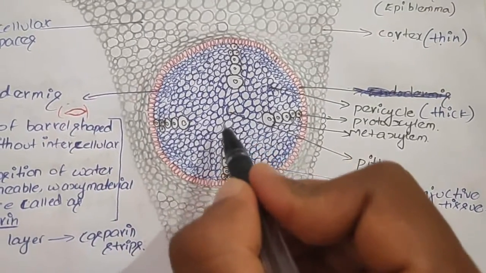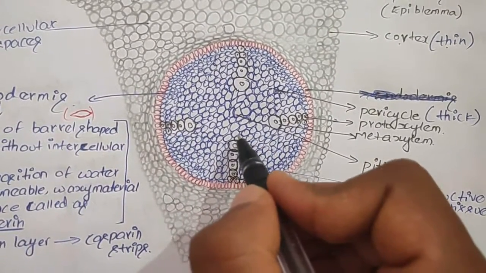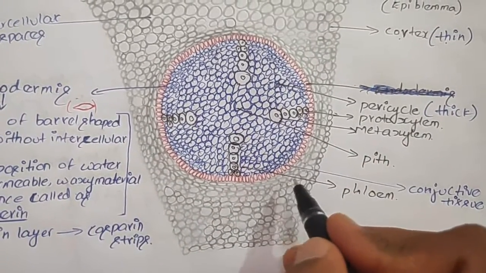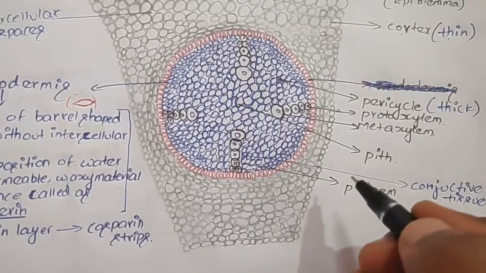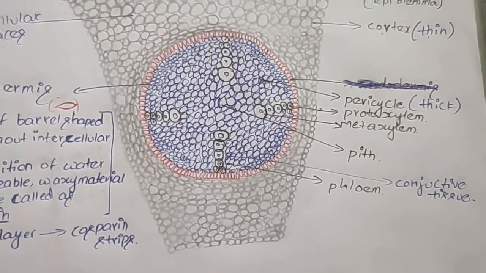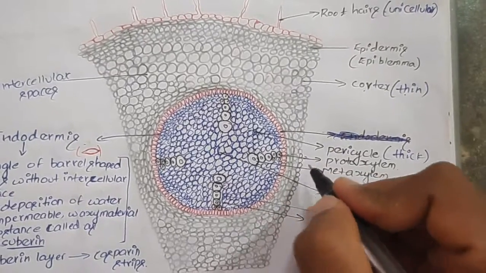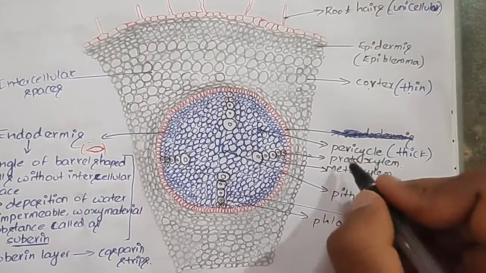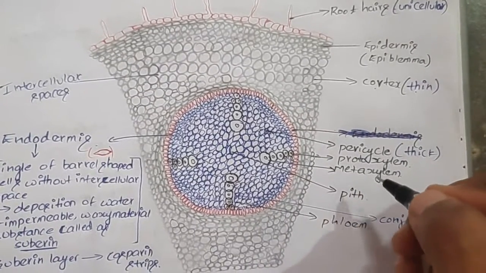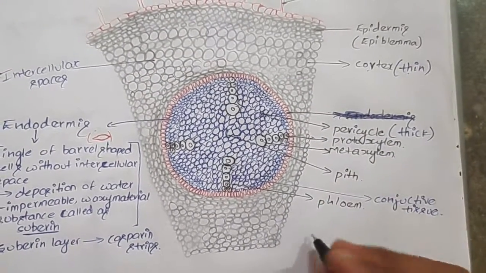The centermost layer is the pith. The pith in the dicot roots is not well developed, but some is present. In between the phloem and xylem, some parenchymatous cells are present, and these are known as the conjunctive tissue. All the tissues on the inner side of the endodermis, that is the pericycle, the xylem and phloem, that is the vascular bundles, and the pith, are together known as the stele.